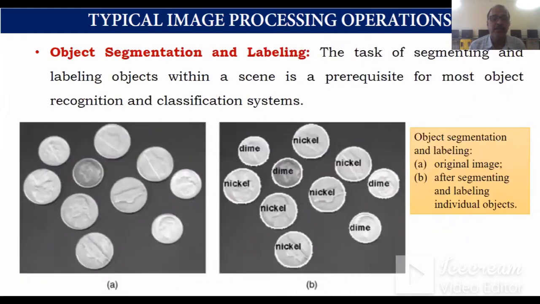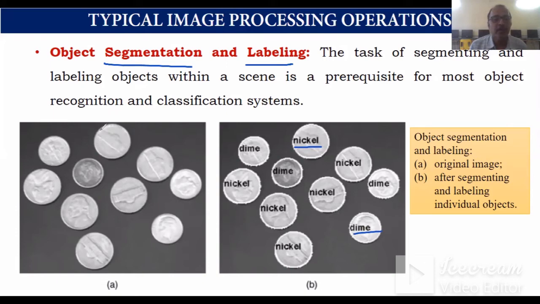Now next, the last basic operation is object segmentation and labeling. See this image. In this image we have different objects. These are some small coins, and this bigger coin is a nickel coin. When this image is given, our algorithm identifies each object and gives the label. Suppose we consider this is a 1 rupee coin, this is a 2 rupees coin, and this is a 1 rupee coin. So we can easily identify this.